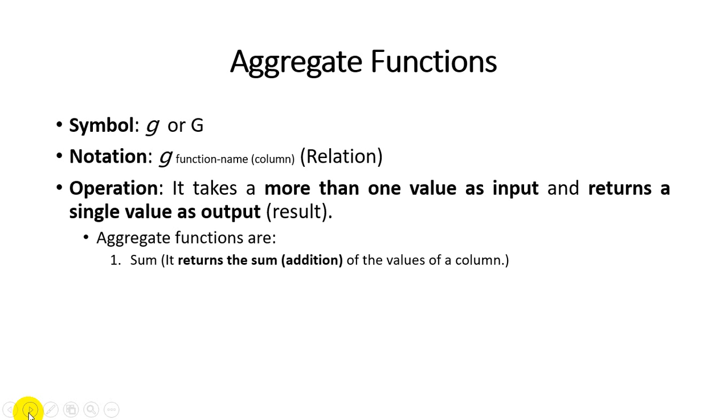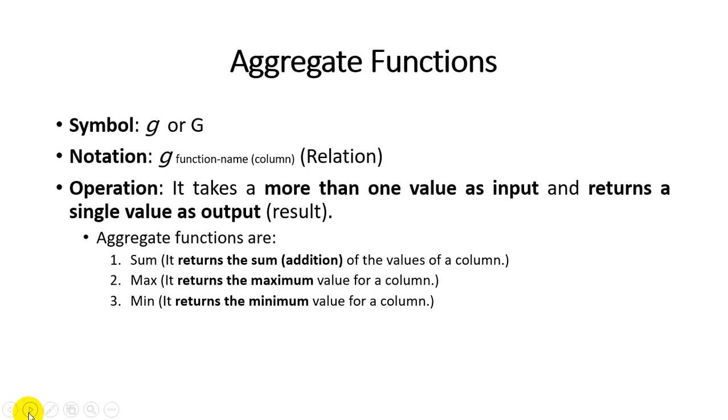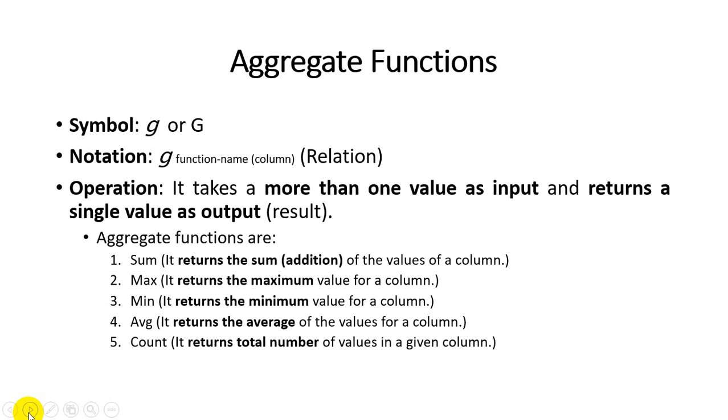Let's see the first aggregate function, known as sum. It returns the sum, or we can say the addition, of the values of a particular column, or set of columns. Second, max, returns the maximum value for a column. Third, min, returns the minimum value of a column. Fourth one, AVG, or average, returns the average value of the given values of a set of columns. Fifth one, count, returns the total number of values in a given column.